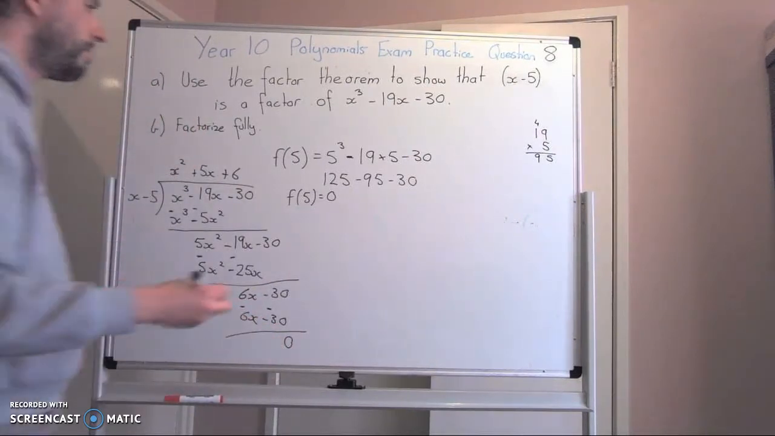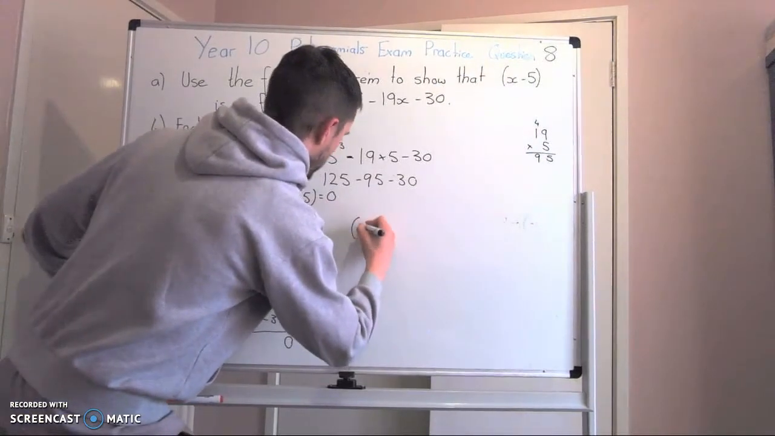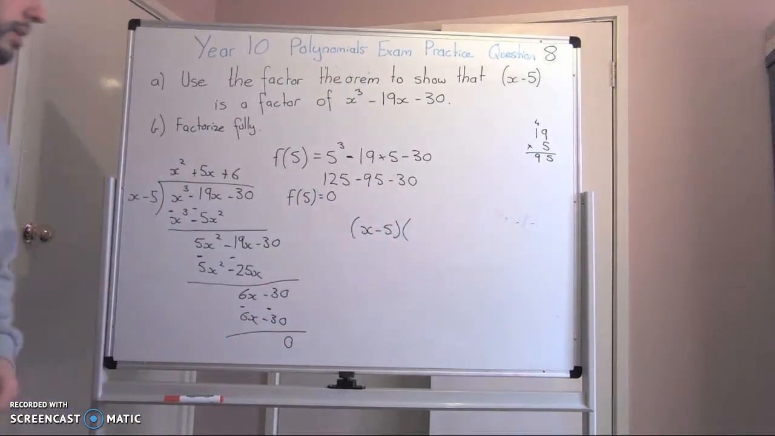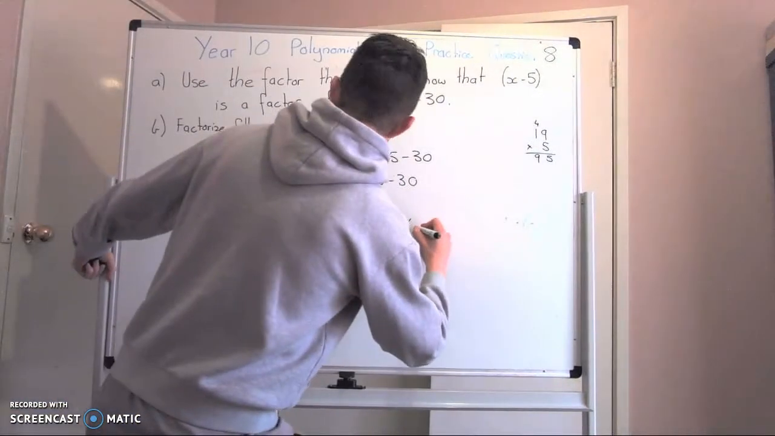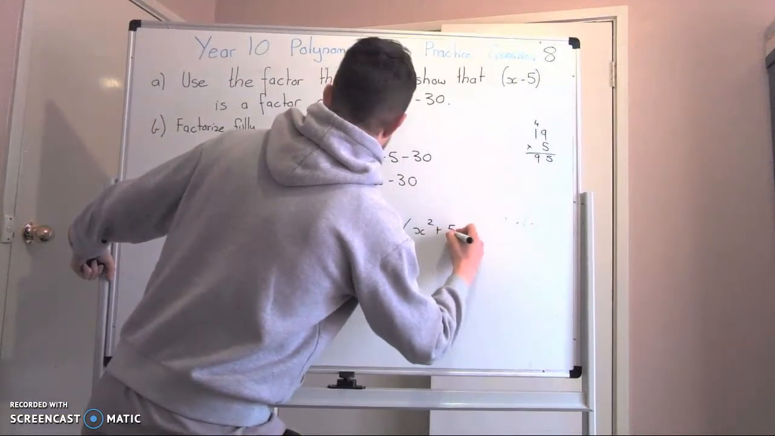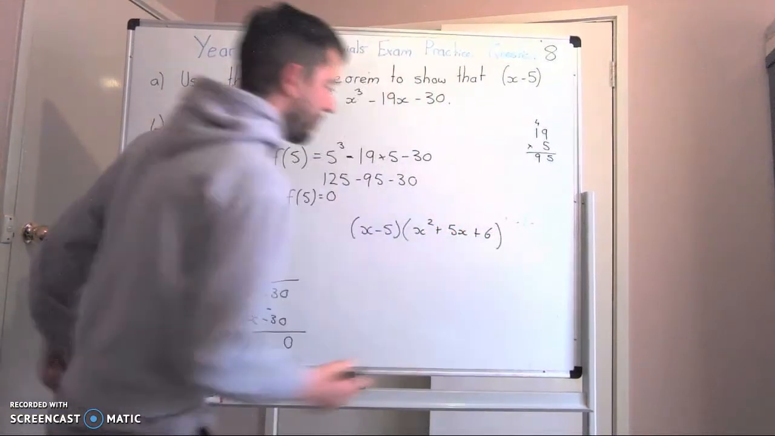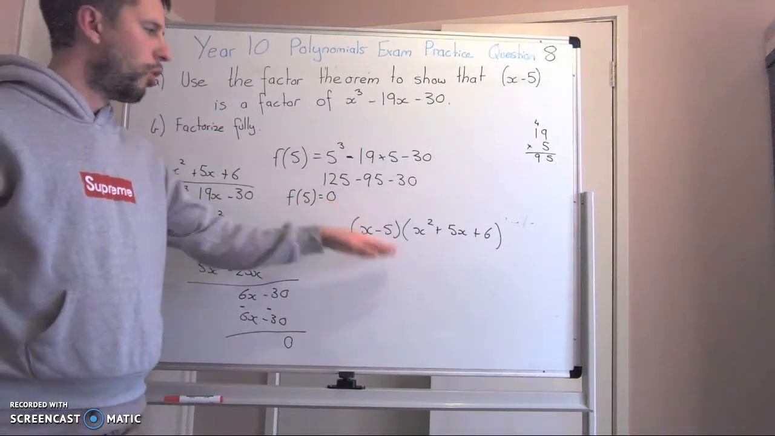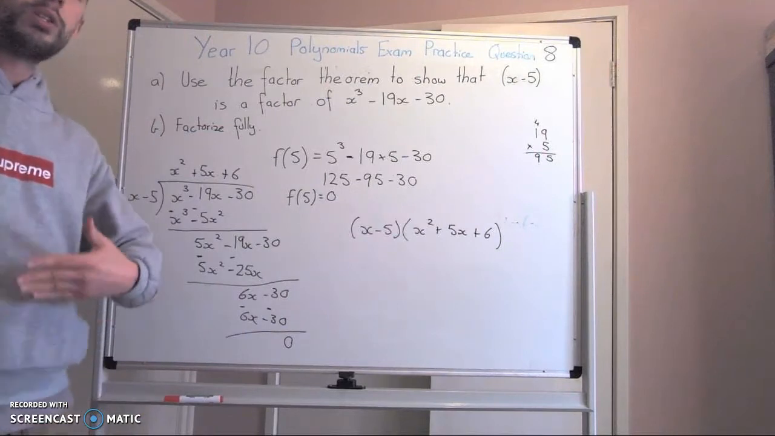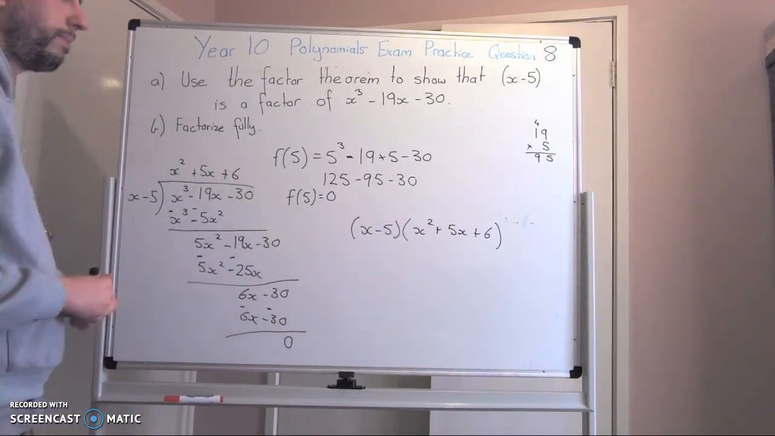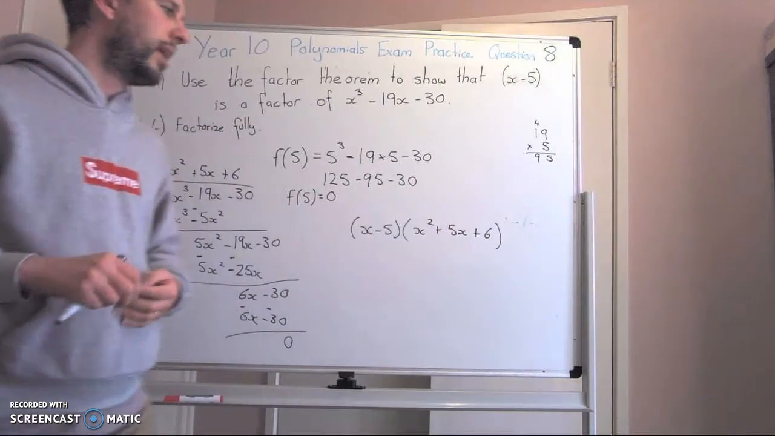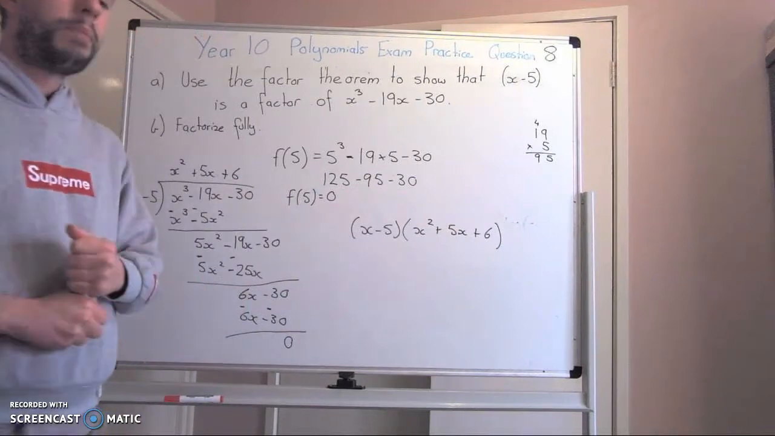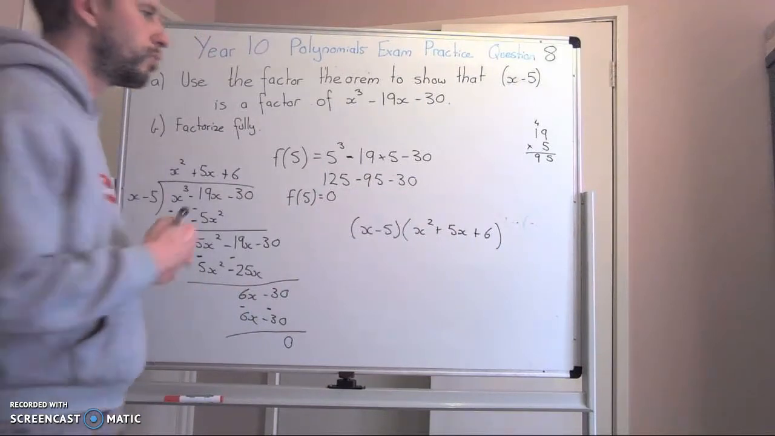So I can write that in a semi-factorized form. x minus 5 is my linear factor, and I've got a quadratic factor of x squared plus 5x plus 6. But fully factoring means I'm wanting it to have all linear factors. So I'm going to have to still factorize this quadratic side, and this is where we need to use our quadratic rules.